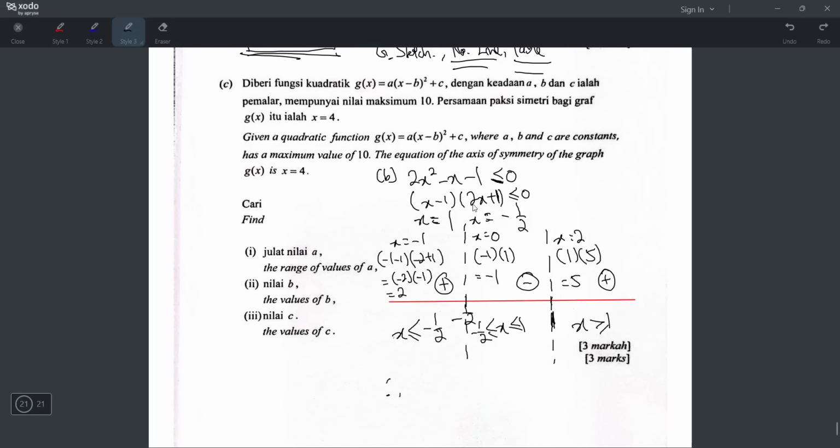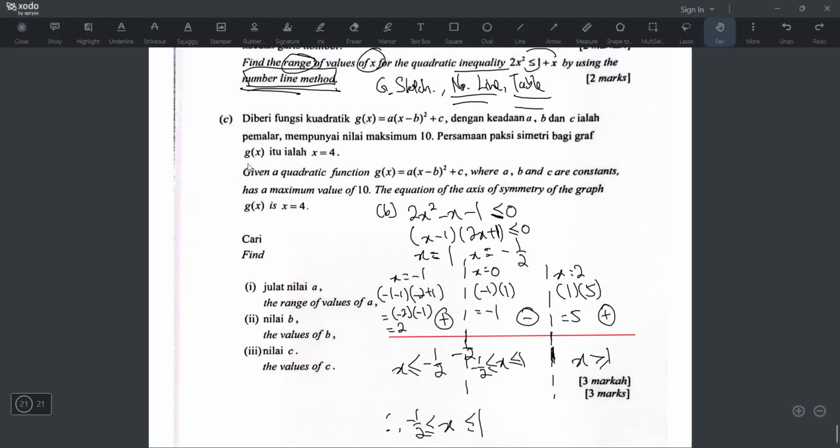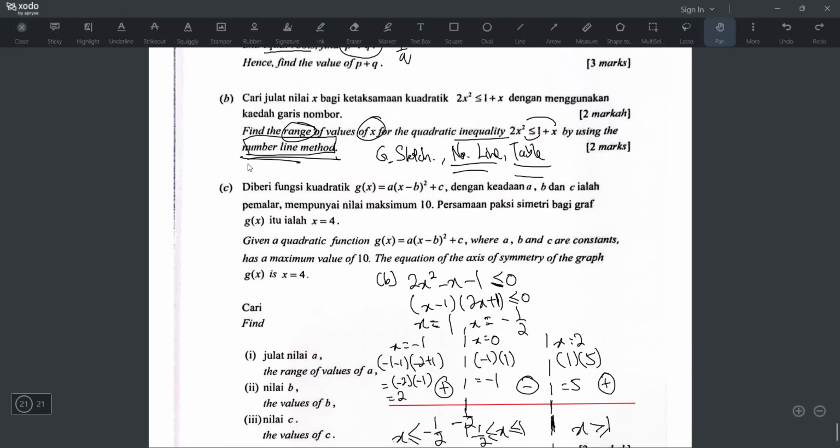That means your answer is this lah. Because this is the only one where it comes out negative just now. So the answer is x in between -1/2 and 1. So this is how you do the number line method, right?